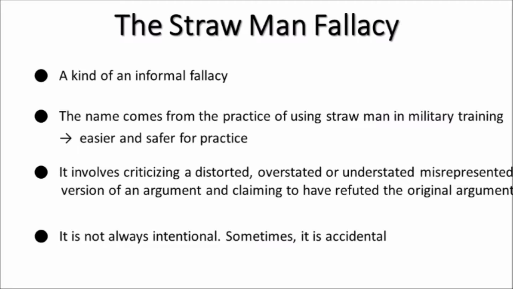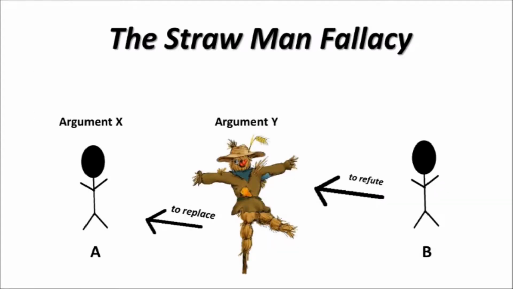However, it is not always intentional. Sometimes it is accidental. If we don't fully understand the meaning of an argument your opponent asserts, we may commit the strawman fallacy. And this is how the strawman fallacy works. A. Assert argument X first, and argument X is replaced by or distorted into argument Y, and then B. Refute argument Y, which is easier to attack and refute.